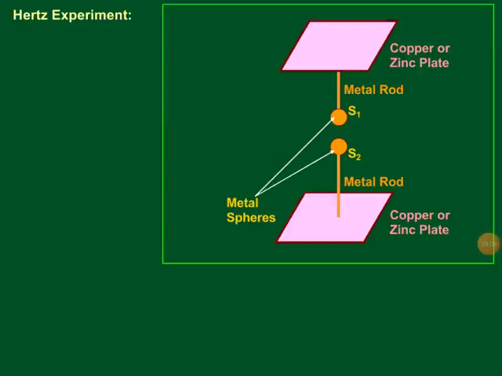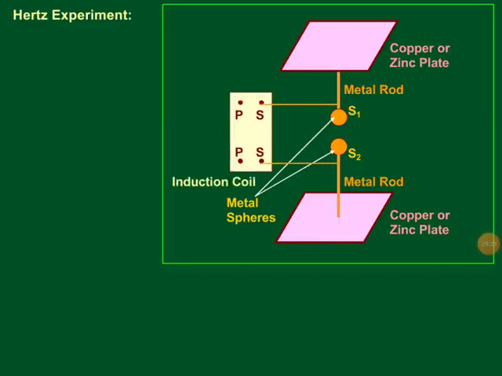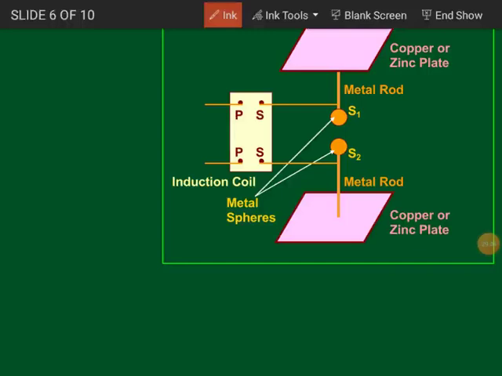These two connecting metal rods are connected to the induction coil, so as to provide a high voltage of around thousands of volts. Now what happens when this induction coil is connected to the spheres? Electromagnetic waves will be produced. How? As the gap is small, discharging of the charge will take place in between these two spheres, S1 and S2.